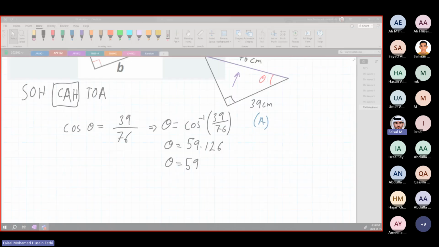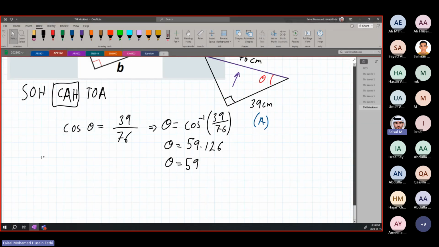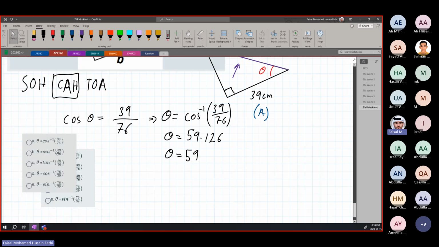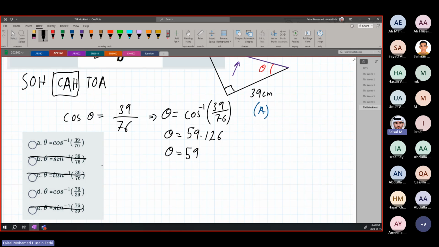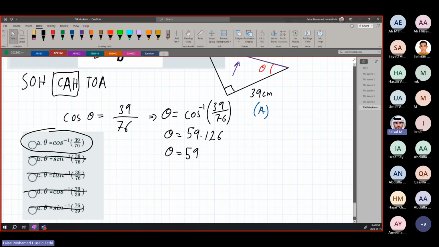I just noticed something in the solutions. This is how the solutions are given. They're already given in terms of cosine inverse. So this is going to be the solution: cosine inverse 39 over 76. So it's not sine, it's not tan. And it's 39 up, 76 down. So it's not this one. This is going to be our answer.